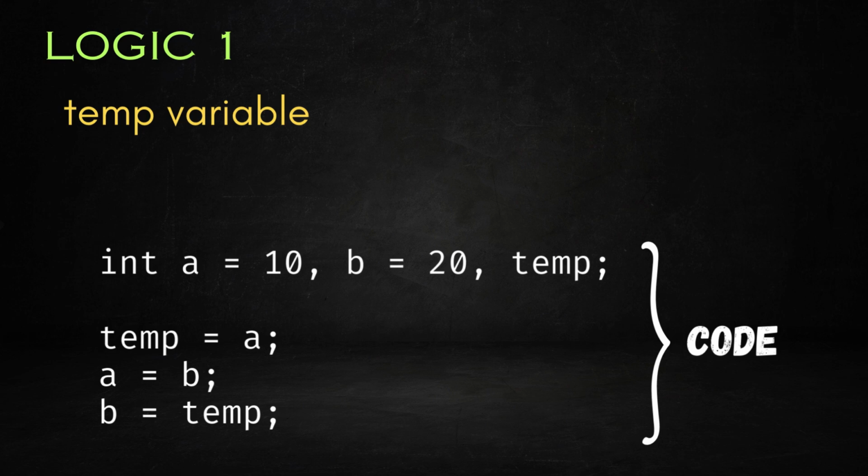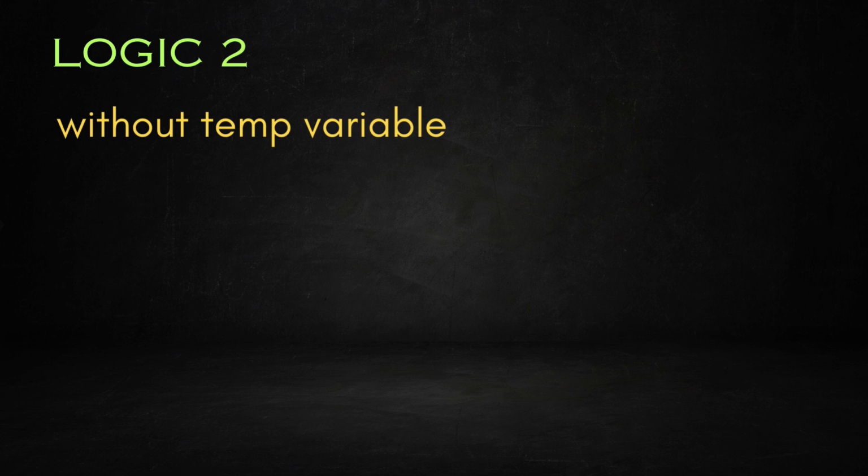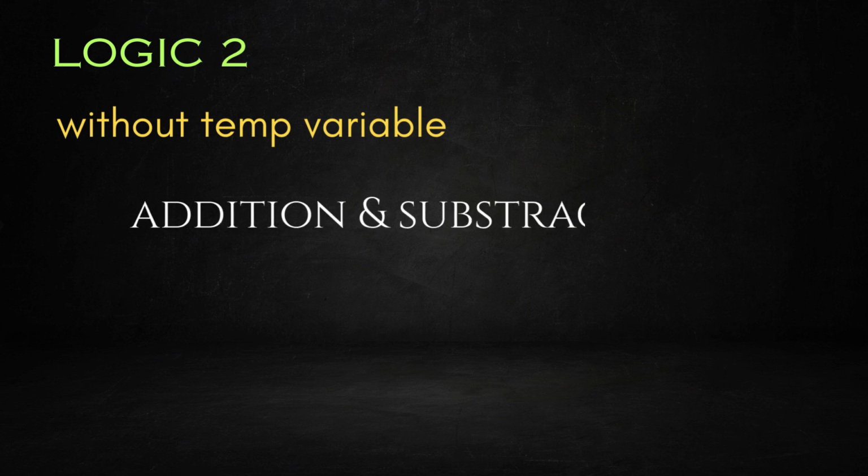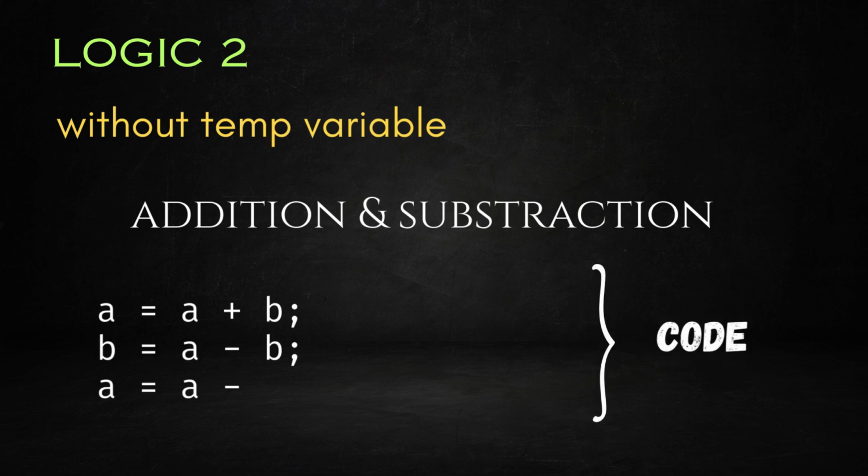Now let's move to a smarter approach, swapping numbers without using a temporary variable. Here we use addition and subtraction. a = a + b, b = a - b, a = a - b. How does this work? First, we store the sum of both numbers in a. Then, we subtract the new value of b to get the original value of a. This method is clever, but it should be used carefully because it may cause overflow for very large values.